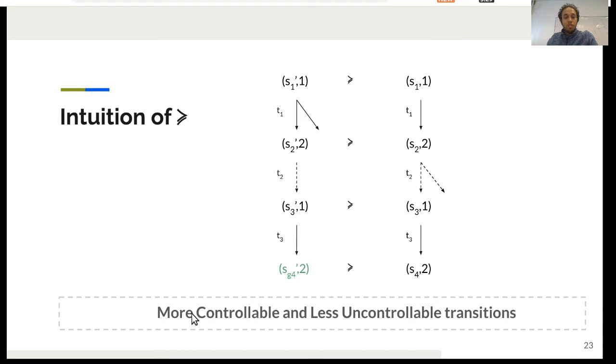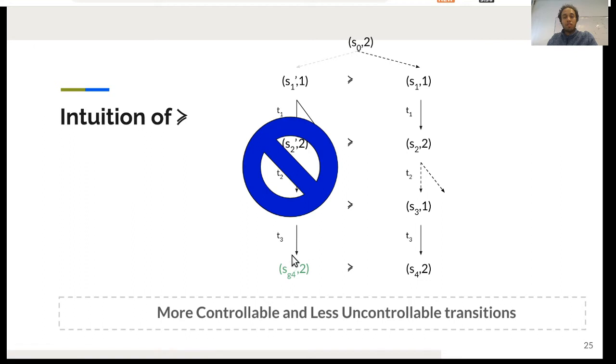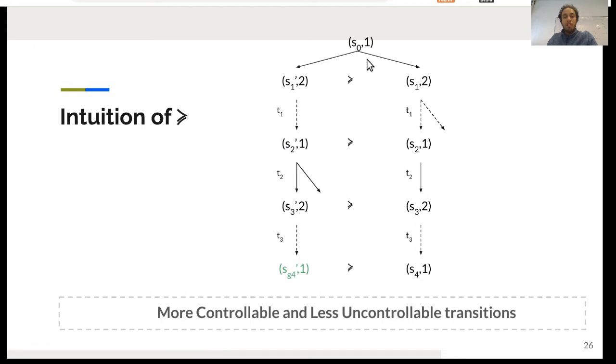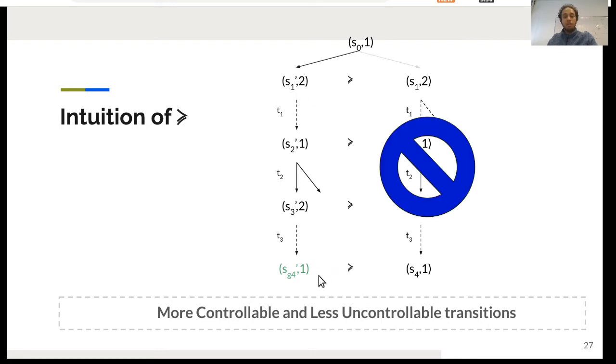So in general, there are more controllable and fewer uncontrollable transitions for the higher configurations. If the environment has to choose between two configurations which are successors and one simulates the other, it chooses the smaller one, in the hope of avoiding the bigger configuration. On the other hand, if player 1, the controller, has to choose, then he chooses the bigger configuration, so that he can reach the goal.